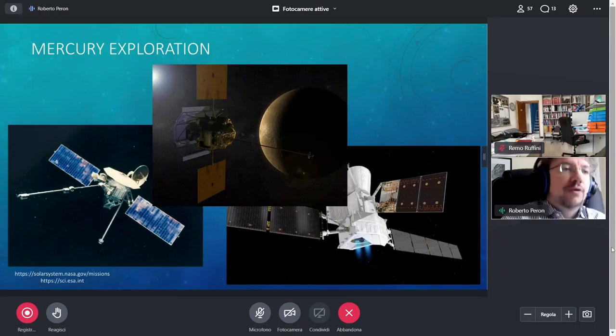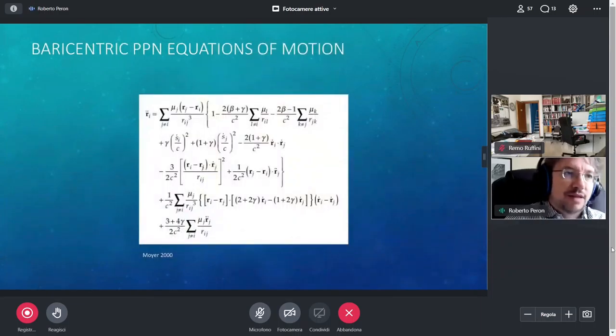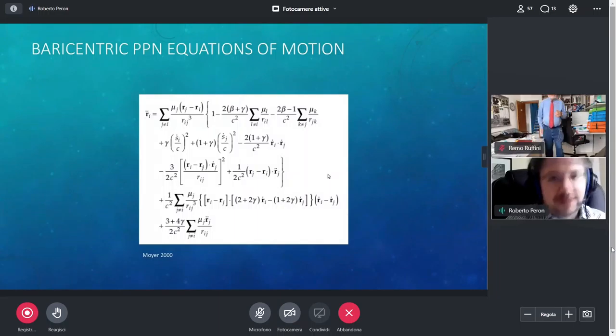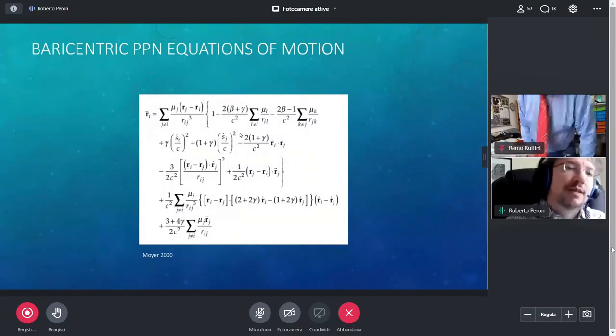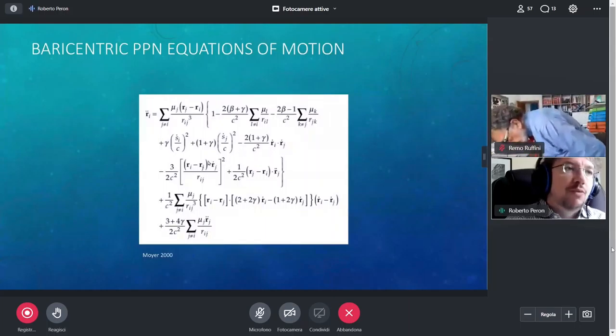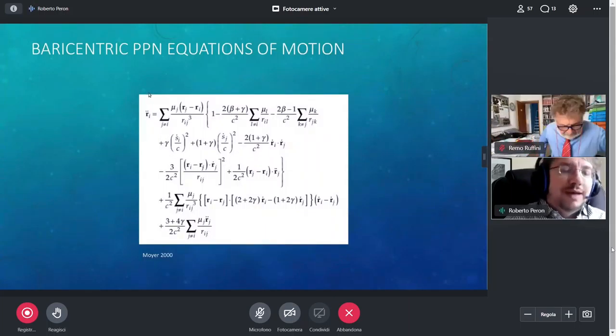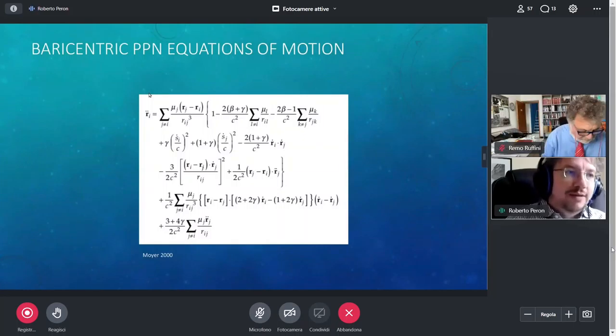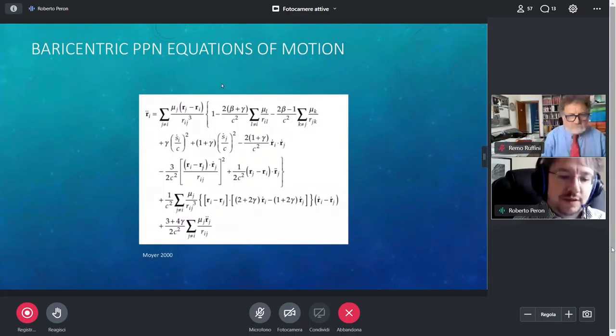And what are we trying to do with such packages? First of all, we want to test these basic things, the gravitational equation of motion in a very specific environment. Here is the somewhat complicated equation of motion of a body, as predicted by the weak-field version of general relativity, in the parameterized post-Newtonian formalism. At the end, we want to verify whether the prediction of the orbit based on these theoretical frameworks agrees with reality.